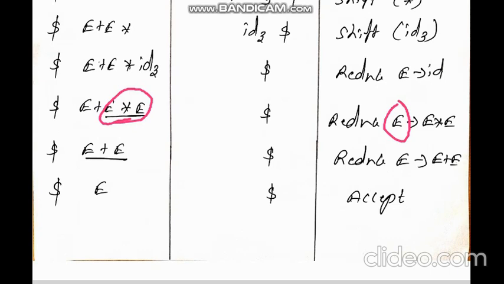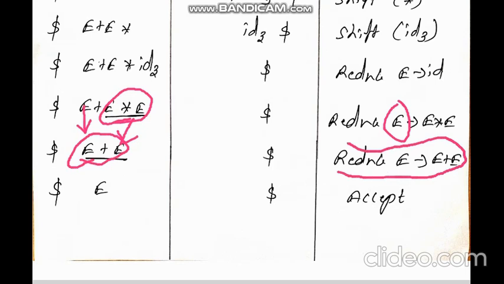Now again this e asterisk e has been replaced into e. So we have this e already here, and you can see that this e has been taken to the next level. Now we have e plus e. We are going to check whether this e plus e can be replaced into any other non-terminal symbol. Yes, it is possible. We can reduce this e plus e into e, right? We need to see for the maximum symbol, right?